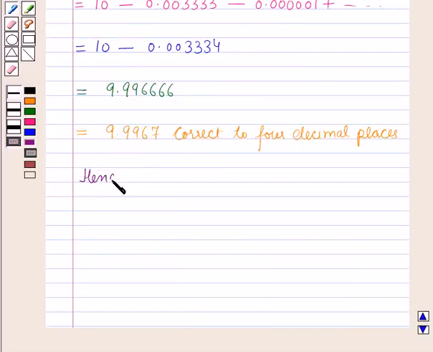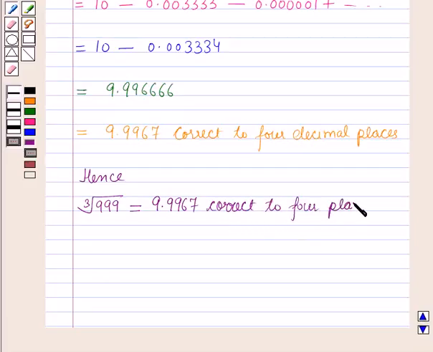Hence, the value of the cube root of 999 is equal to 9.9967, correct to 4 places of decimals. So this is the solution of the given question, and that's all for this session. Hope you all have enjoyed the session.